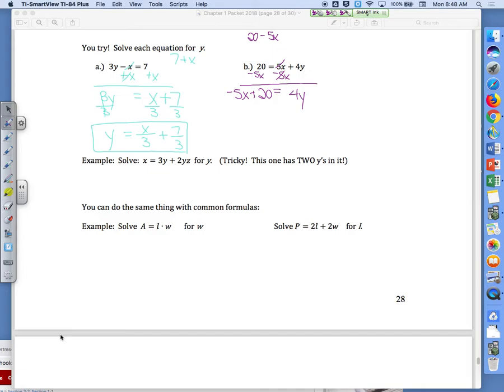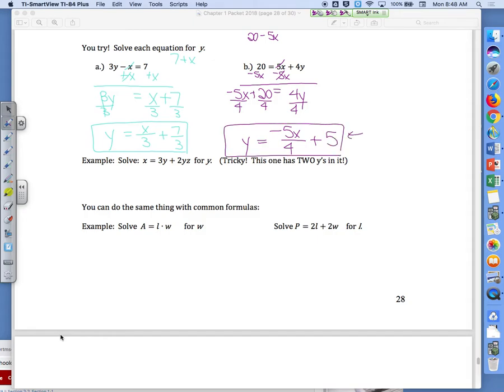Okay, one last step. What is it? Divide everything by 4. Got it. So usually they'll put the y on the left-hand side. They'll just flip-flop this around. So negative 5 divided by 4 doesn't simplify, so we'll leave it that way. And then 20 divided by 4 is 5.